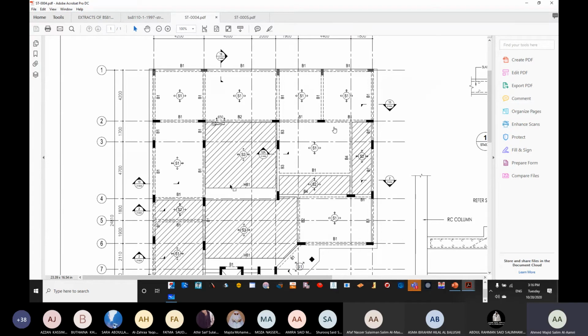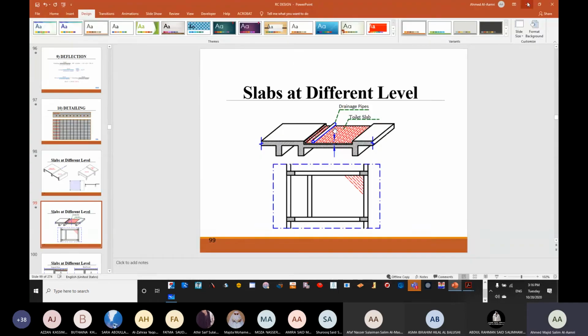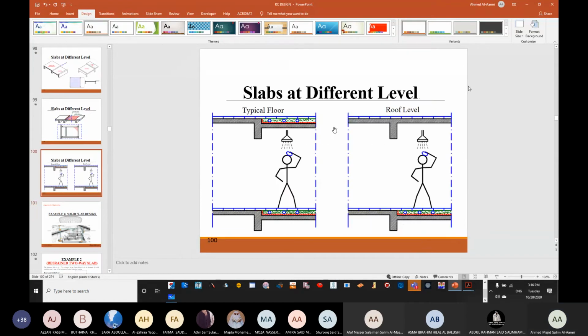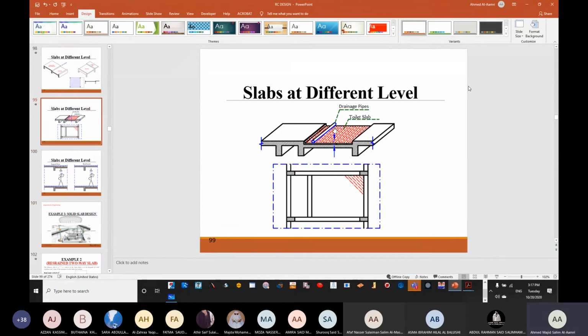Spelling of slab is S-L-A-B. In the name of the slab, sunken slab. We call it a sunken slab.